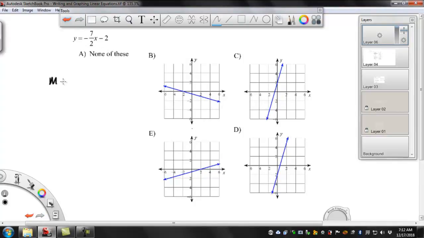Okay, our last problem is we have to match the graph with the equation. It is basically a way that we can tell if you really know how to graph an equation. First thing we want to do is make a table. Okay, we have our x column and our y column. Now the first x we want to choose is always 0.